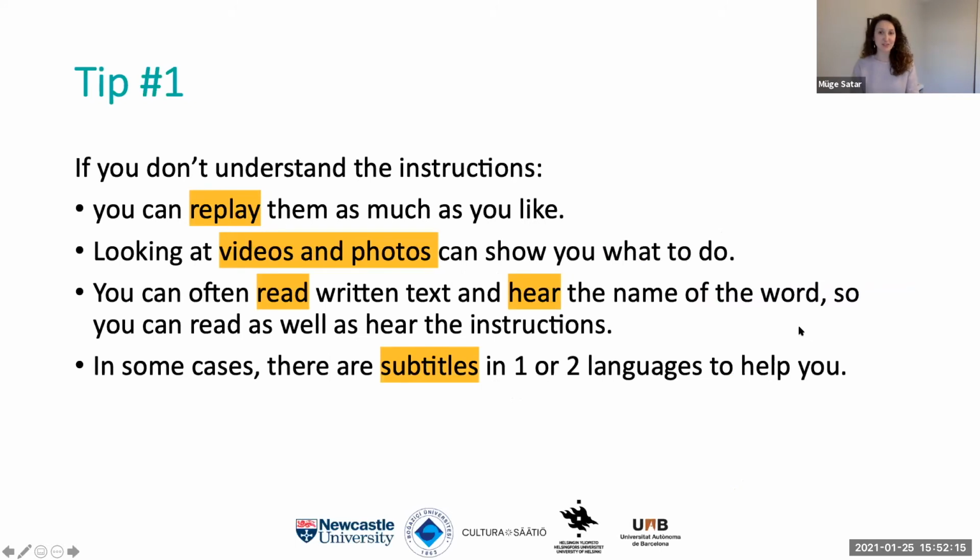So here is our first tip. If you don't understand the instructions, you can replay them as much as you like. Looking at videos or photos can show you what to do. You can often read written text and hear the name of the word, so you can read as well as hear the instructions. In some cases, there are subtitles in 1 or 2 languages to help you.